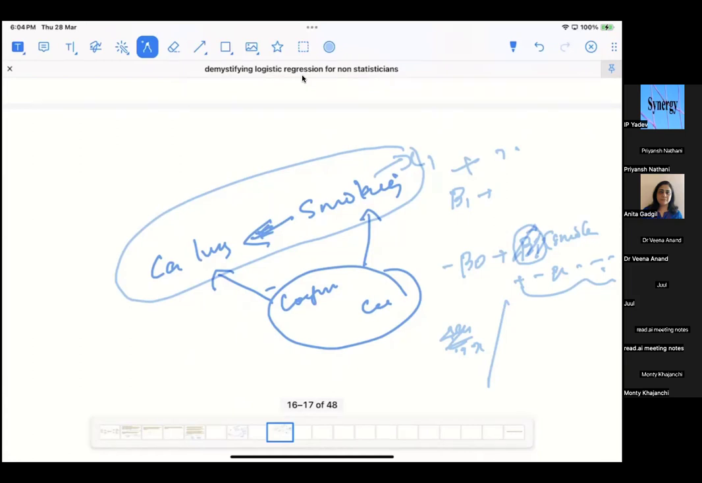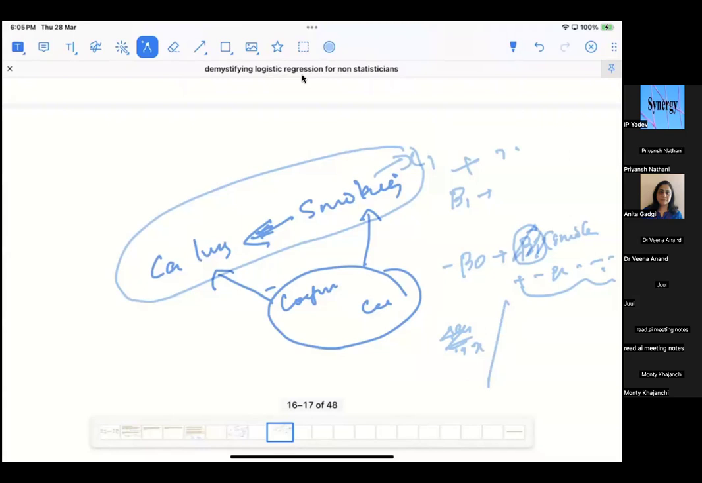We want to predict whether a future patient, when he comes, has carcinoma lung or not. It is just like a diagnostic test. When he comes to my OP, I need to know whether he has carcinoma lung or not. This is a prediction question. This is also known as a classification question in machine learning.